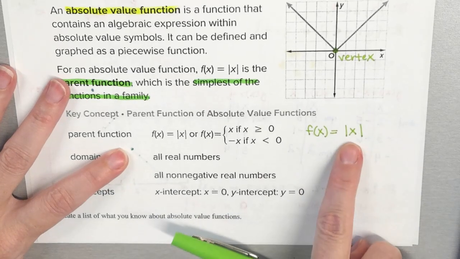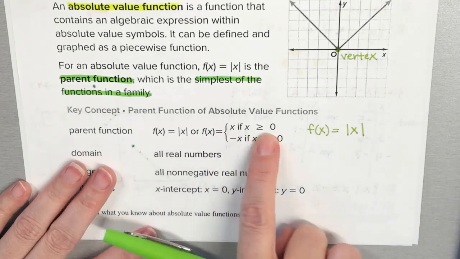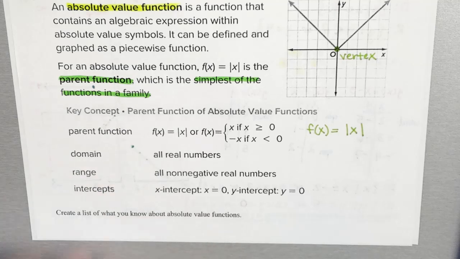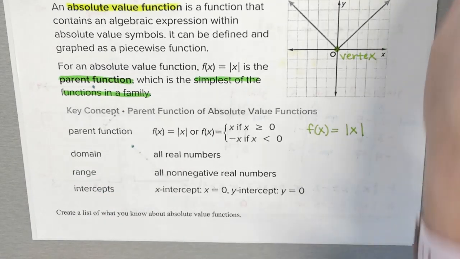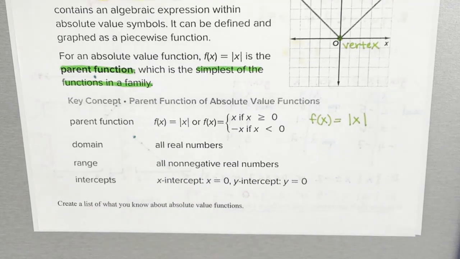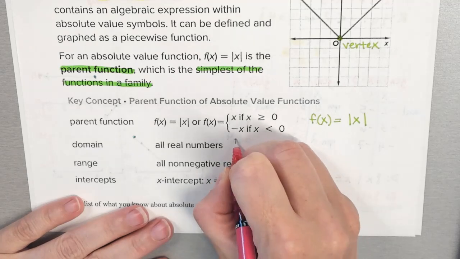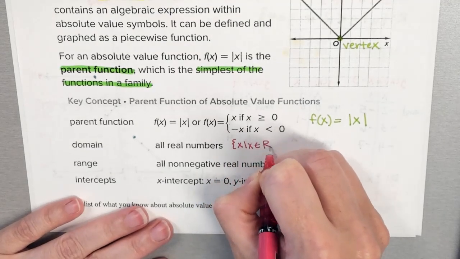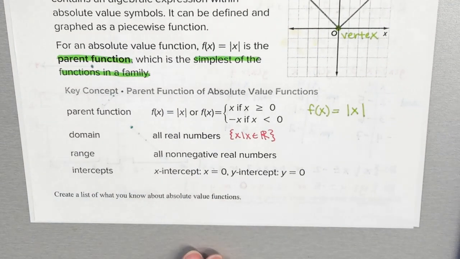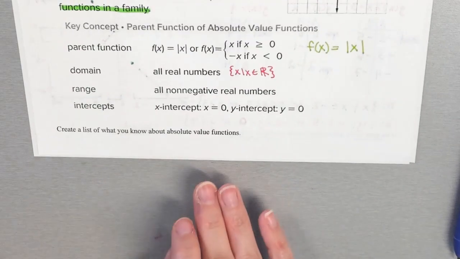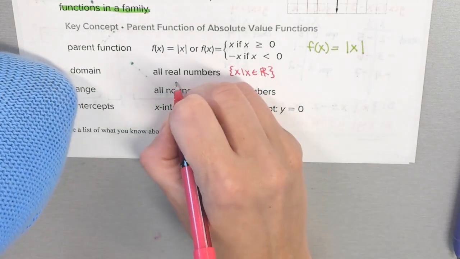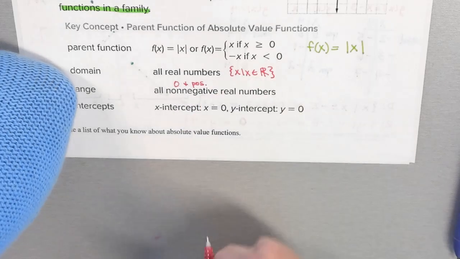and we can calculate using that. Okay, and then the calculations are x if it's positive or 0, and then the opposite if x is less than 0. Now the domain for the absolute value is all real numbers. So when you're writing that in set builder notation, you are always going to write it like this: x such that x is an element in the real number set. And then all non-negative real numbers. So if they're not negative, that includes 0 and all of the positive values.